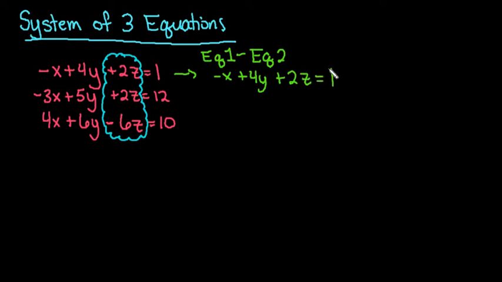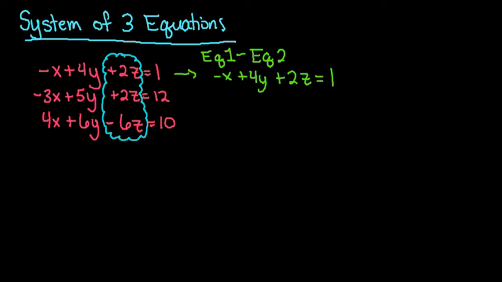The goal of a system of three equations is to first eliminate one of your variables to get down to where you have a system of two equations with two variables. And then we're going to use elimination again to get down to where we have one variable. So this is a lengthy process.